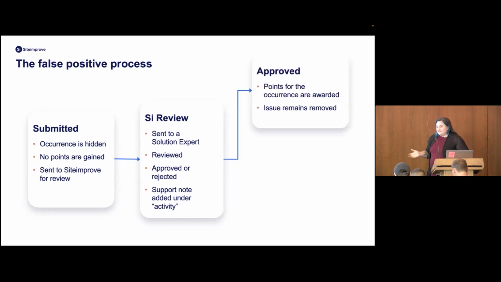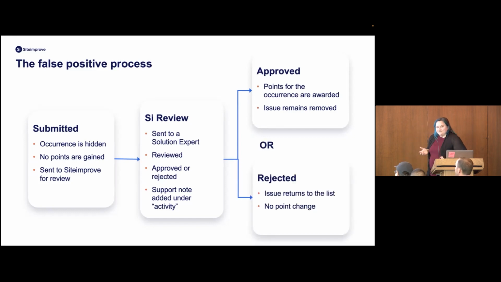So if I agree with you, if I approve that, those points that are associated with that occurrence are then awarded back to you. So we say, yes, have your points. We agree. And that occurrence of that issue is removed from that list until we change it, right? Unless we undo it or bring it back in some way. So it will stay removed. It's essentially removing it for good.